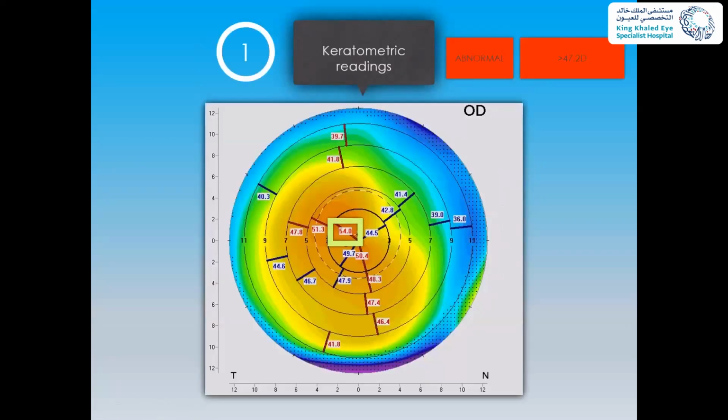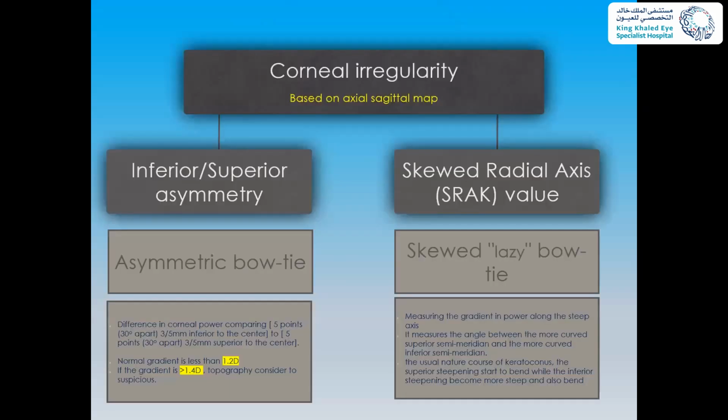So let's talk about the keratometry readings. We said that Kmax, anything more than 47.2, is abnormal. So not only Kmax is important, it's also important where these keratometry readings sit, which is we are talking about the irregularity or asymmetry. The one thing is inferior superior asymmetry.